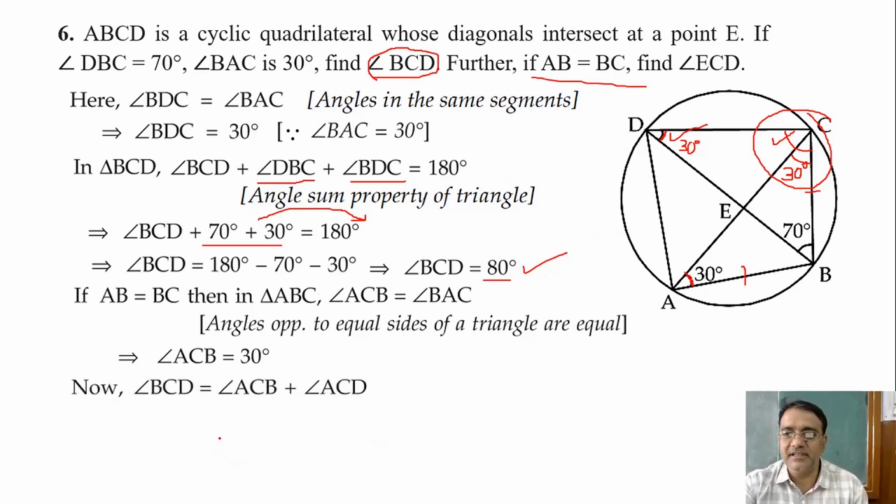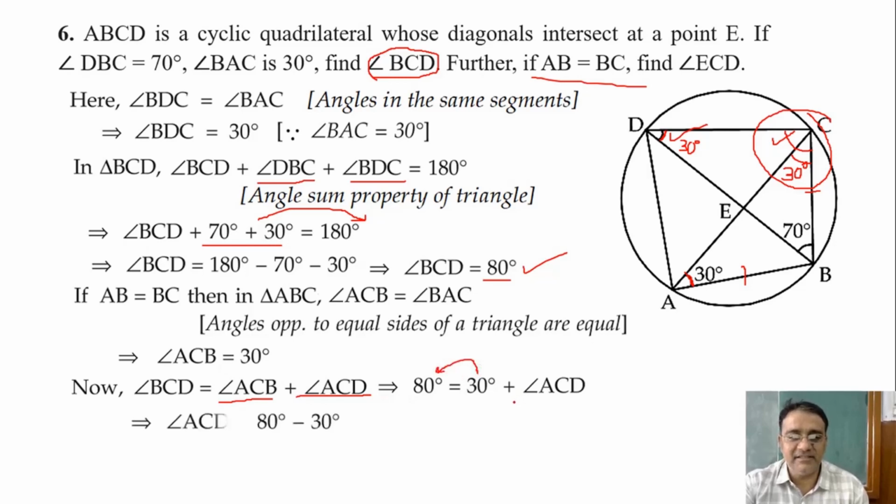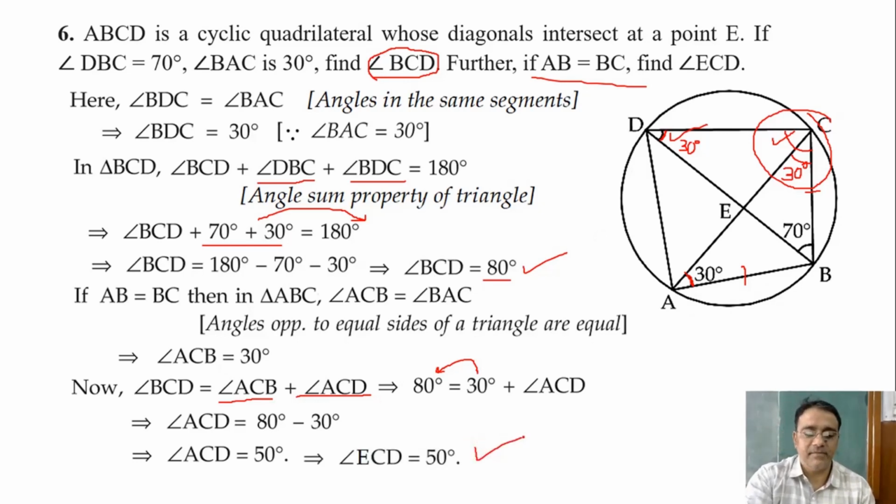So ECD we can find by subtracting 30 degrees from 80 degrees. Angle BCD is equal to angle ACB plus angle ACD. Angle ACB we got 30 degrees, right? So angle ACD we will get 80 minus 30, that is 50 degrees. Now ACD and ECD are the same angle. Any doubt here? No, sir.